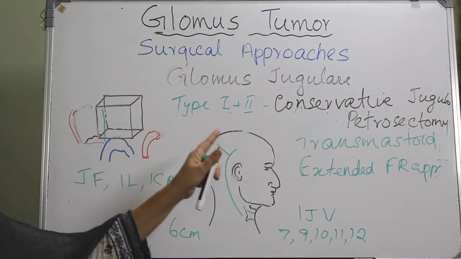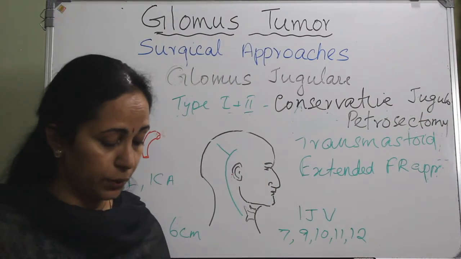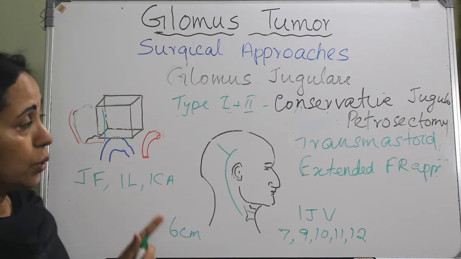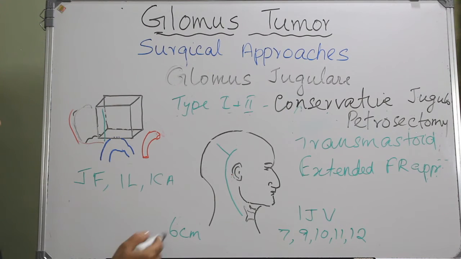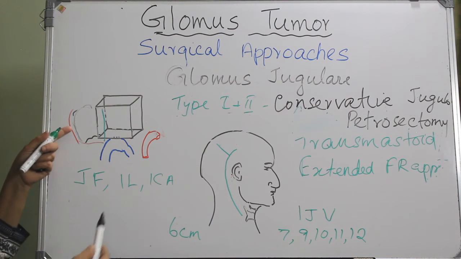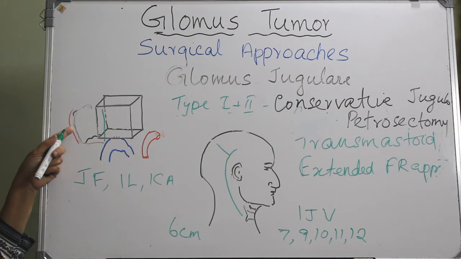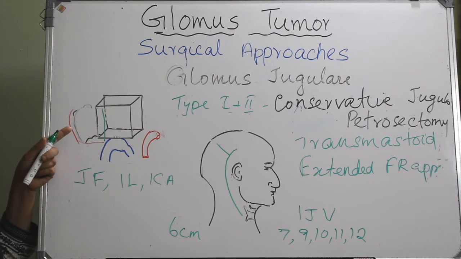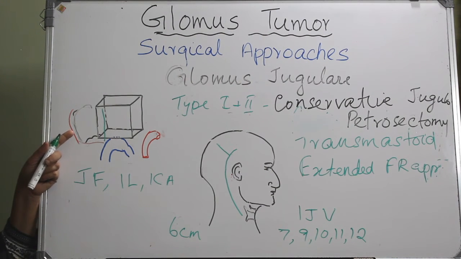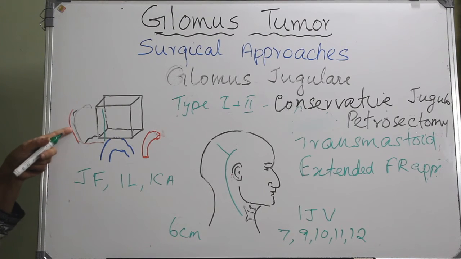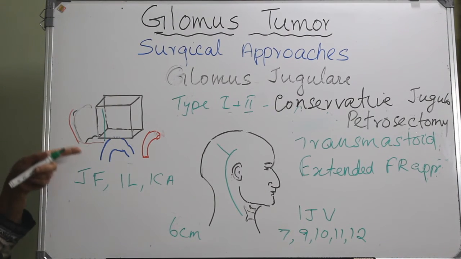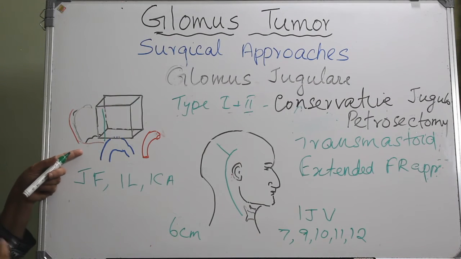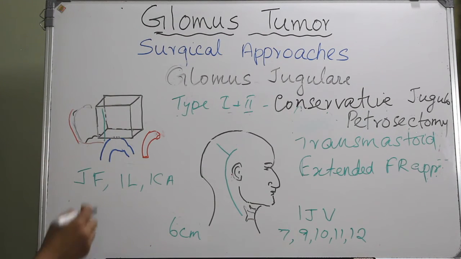So for type 1 and 2 we do a conservative jugulopetrosectomy. That is by doing a postauricular incision, doing a complete mastoid exploration, an extended mastoidectomy by preserving the posterior canal wall. Then identification and skeletonization of the lateral sinus from the transverse sinus up to the jugular bulb, and then opening and occluding the lateral sinus.